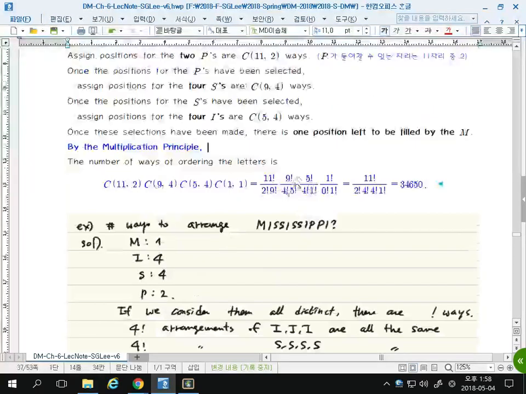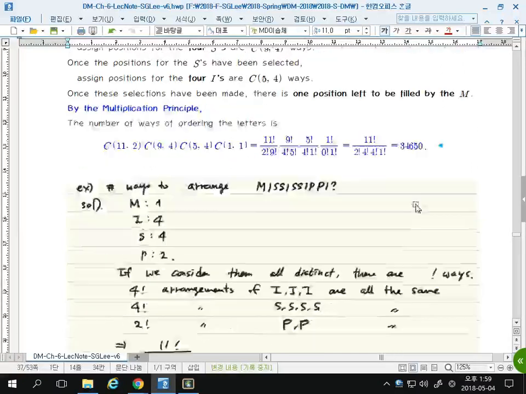This is actually what we did. If you multiply all these, then you will see 2 plus 4 plus 4 plus 1, which is 11 factorial, over 2 factorial, 4 factorial, 4 factorial, and 1 factorial as the denominator. Then you have this.